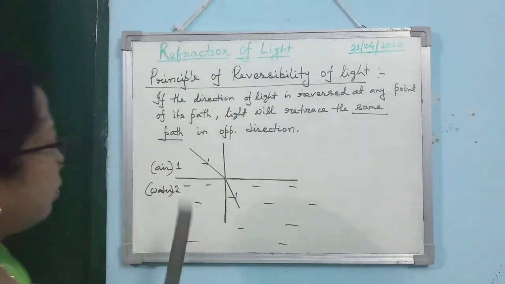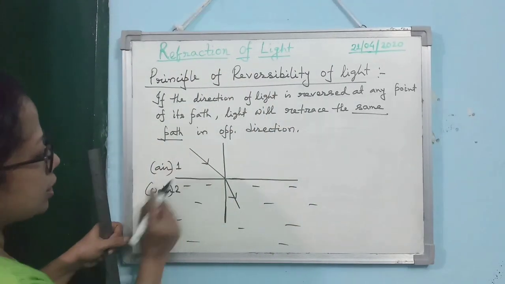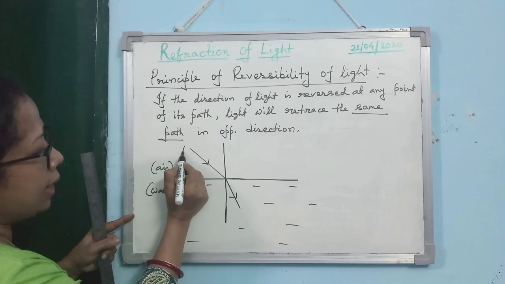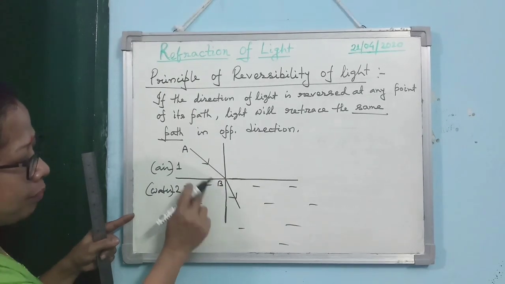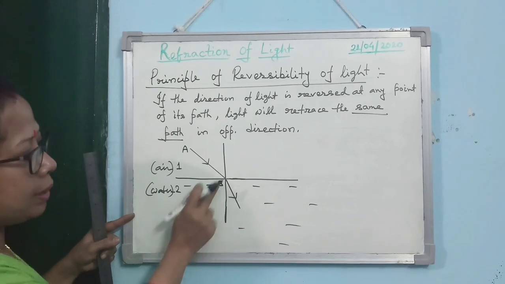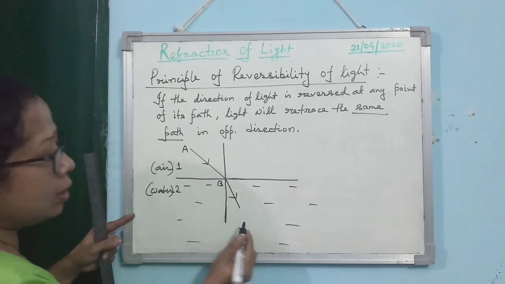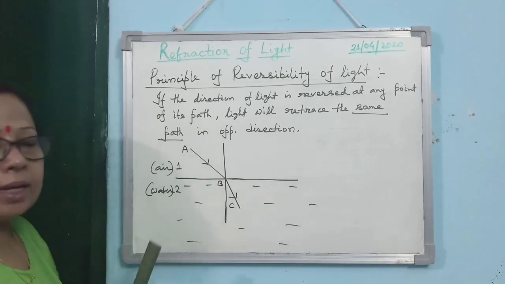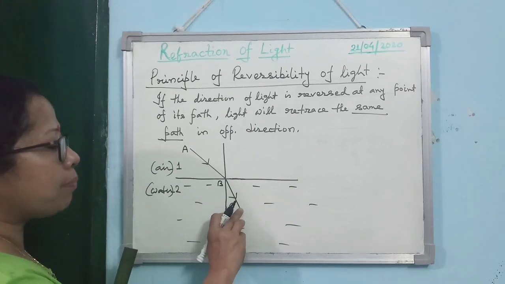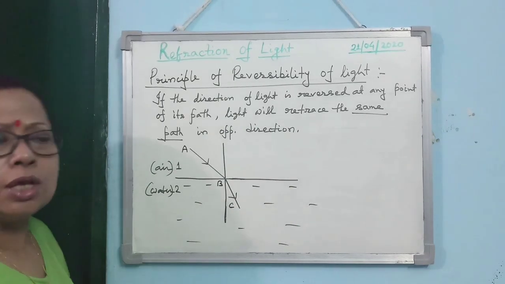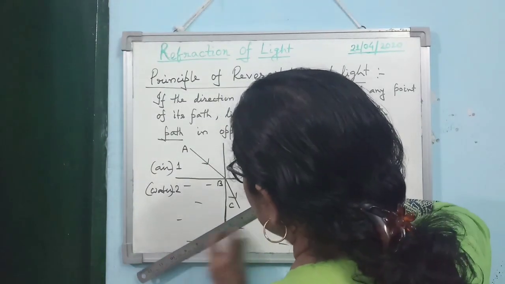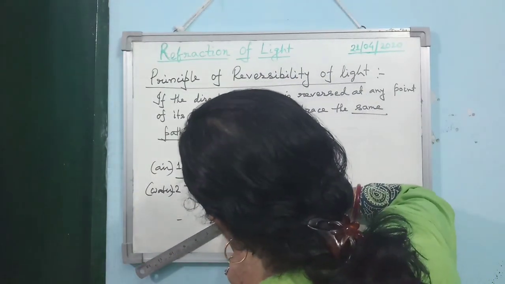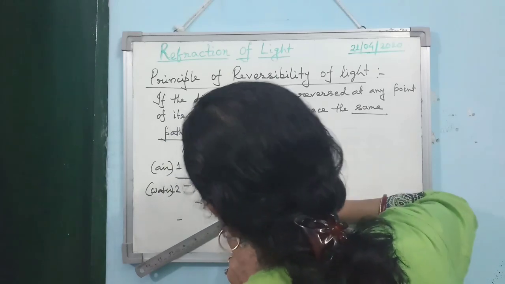So let us understand from the diagram. Suppose the light ray is moving from A to water, following the path from A to B. It is the incident ray. When it enters water, a denser medium, it bends towards the normal, so it follows the path to C. Now I just reverse the path at the point C. How can I do it? I can do it by placing a mirror on which the light ray falls perpendicularly.